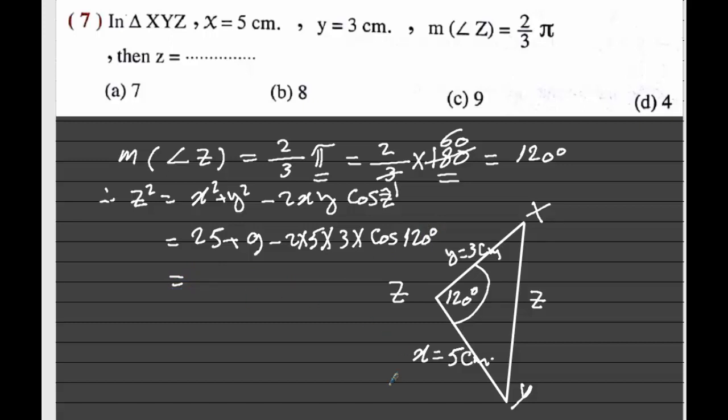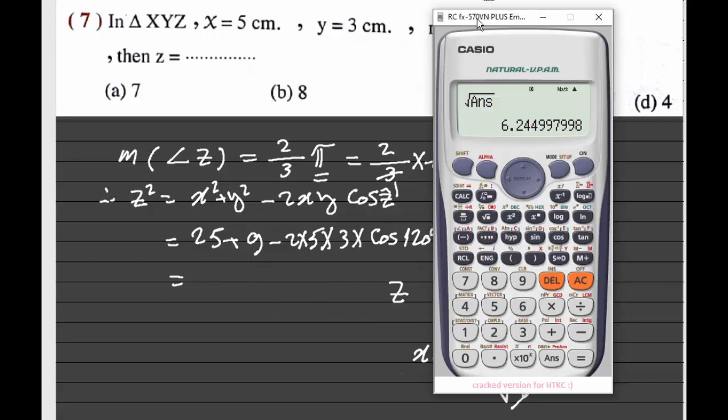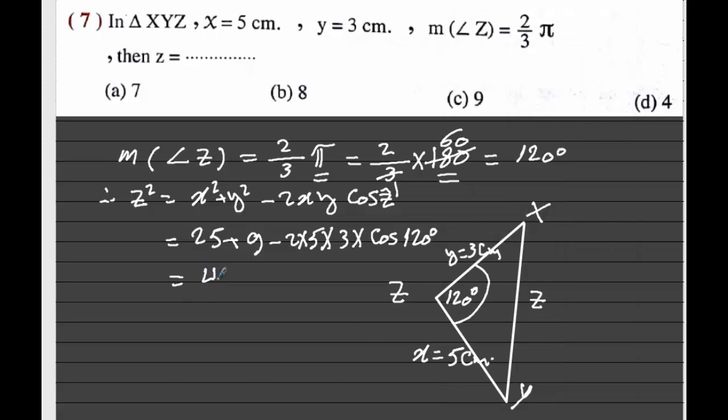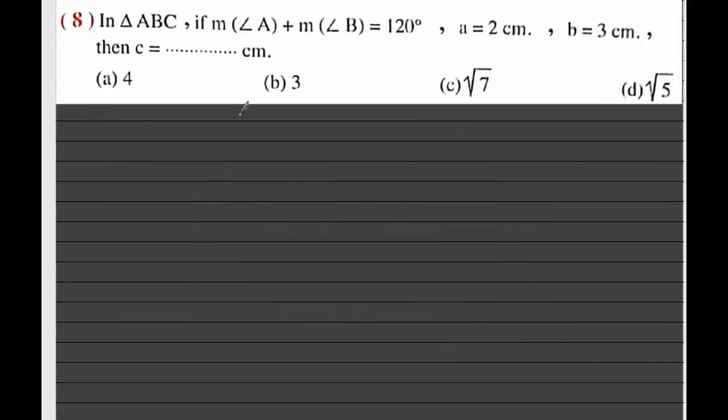Using calculator here, we write 25 plus 9 minus 2 multiply 5 multiply 3, it is 30 cosine 120, and don't forget to close the bracket. The result equals 49, and from that you can deduce that z equals square root of 49, which equals 7 centimeters, and we'll choose letter A. Next question, question number 8.